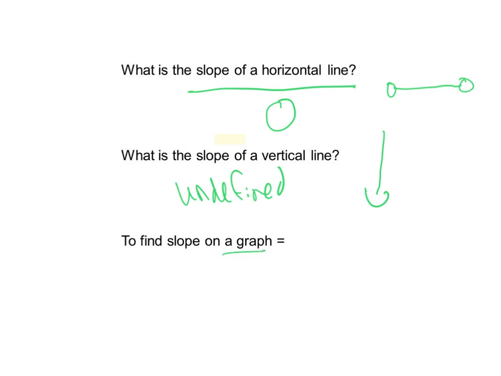To find slope on a graph, rise over run. So I know you're typing it, so you use the slash because you can't write a fraction. Rise over run, if you could write. And that's it.